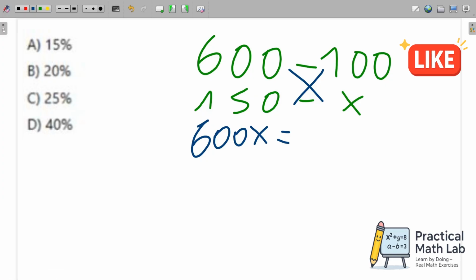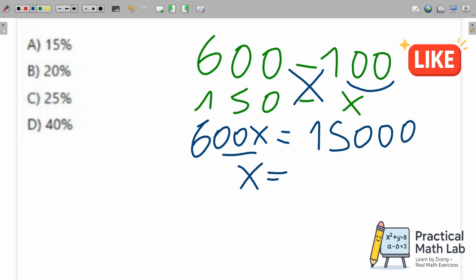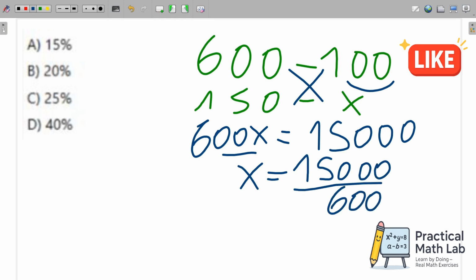When you multiply by 100, you just add 2 zeros. So 150, 0, 0, 2 zeros, that's 15,000. So here, you're multiplying by 600x, and it goes to the other side dividing. So it will be x equals 15,000 divided by 600. Now you just need to cut the 2 zeros. So it becomes x equals 150 over 6.